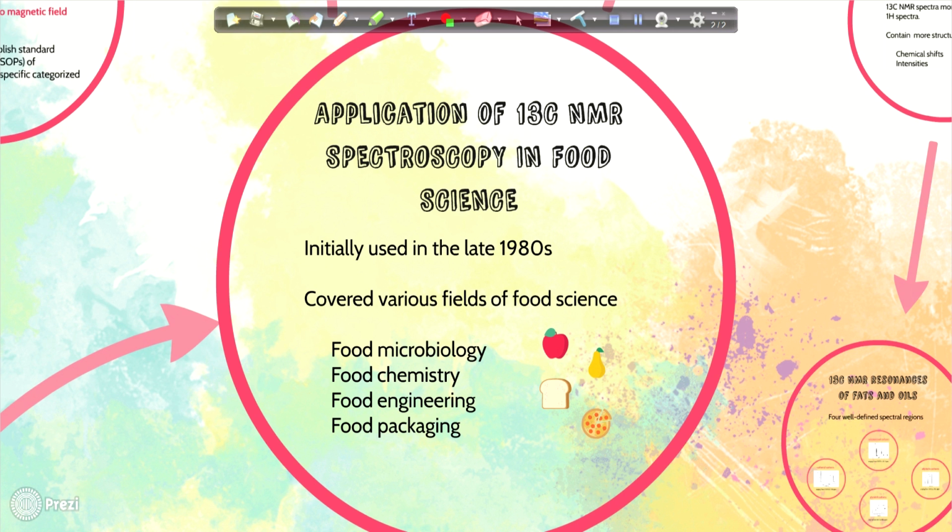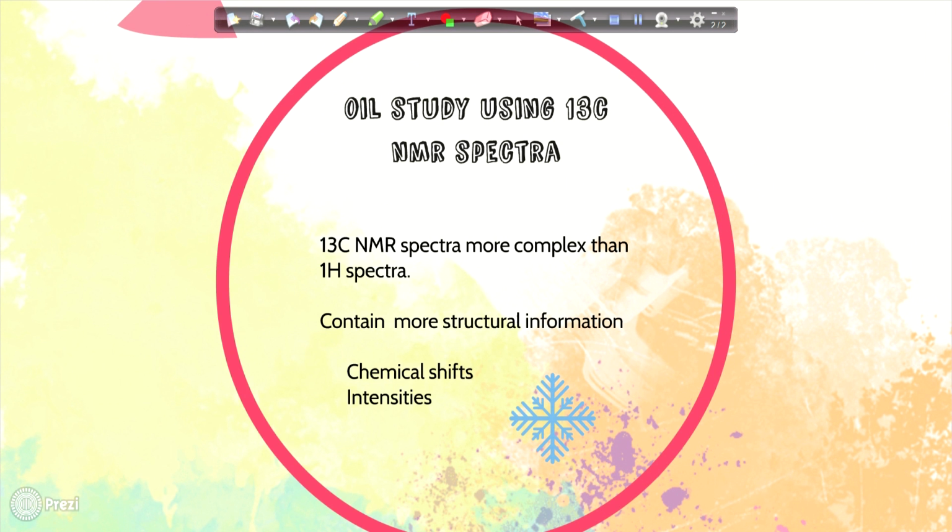With the development of NMR instrumentation and improved programs to collect and analyze the data, NMR's applicability has recently rapidly expanded in the field of food science and technology. A wide range of NMR food-related research has covered various fields of food science, including food microbiology, food chemistry, food engineering, and food packaging. Take oil study as an example of 13C NMR research.